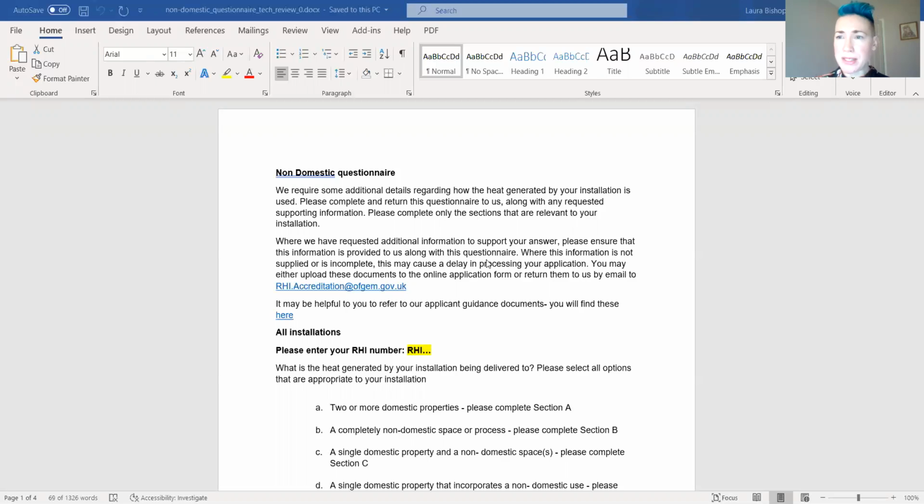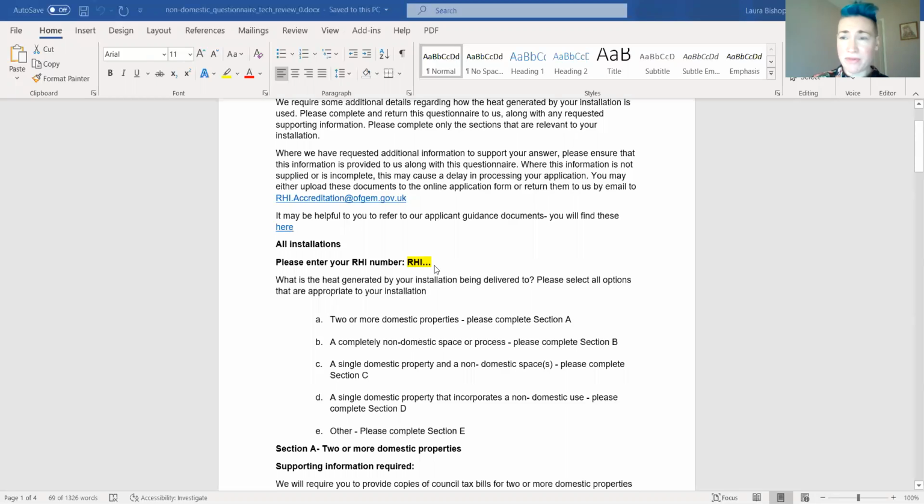It's a Word document. You can, of course, fill it in yourself. If we were doing the RHI application for you, we would fill it in with information provided by you. Either way is absolutely fine, but there are some key things to be aware of when you fill them in. So this is the document in question. As I say, it's a Word document.